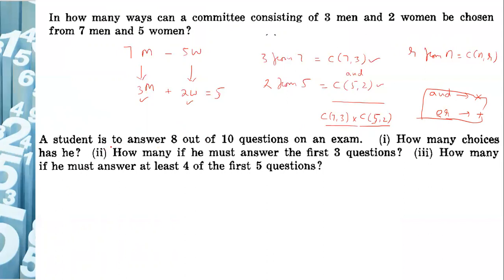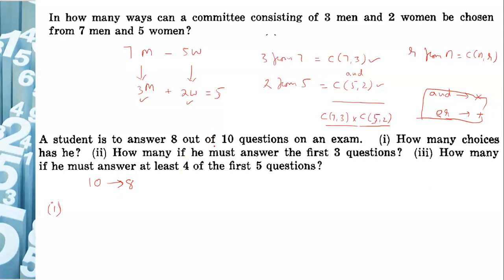A student is to answer 8 out of 10 questions in an examination. Say for example, we have 10 questions, just like you people will write. So 10 questions are given, and they have to attempt 8 questions in that examination. But he is giving different conditions, and under different conditions we have to find the answer. Generally, how many ways can he attempt?